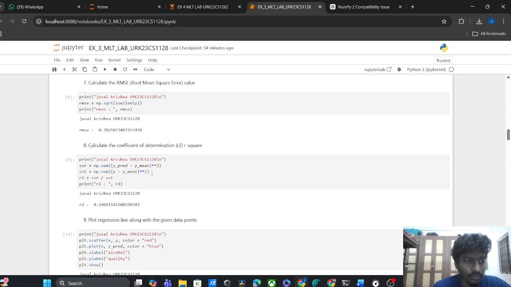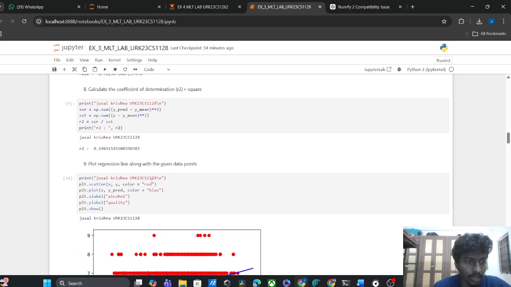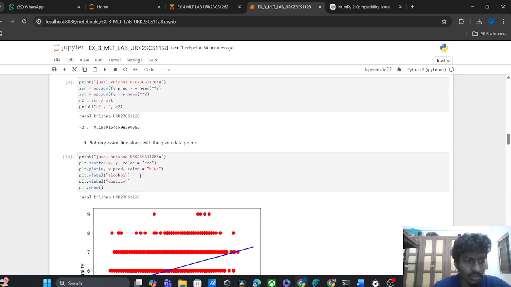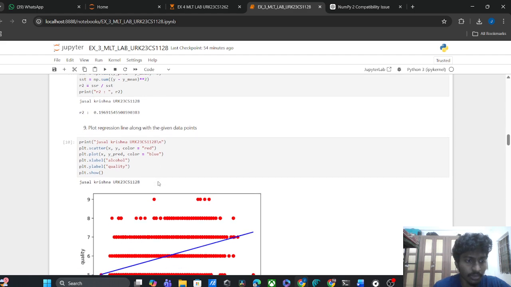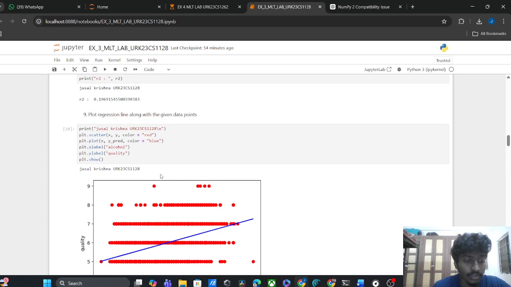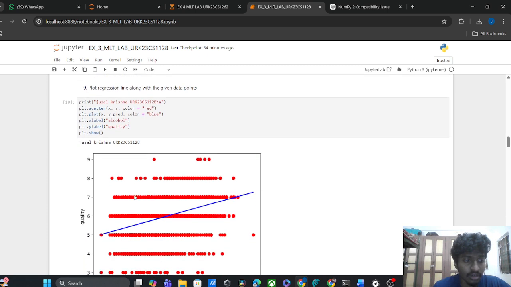For the plot graph, we visualize the results. Scatter plot of actual data points, regression line showing predictions. The red dots represent actual data points. The blue line represents the regression line.